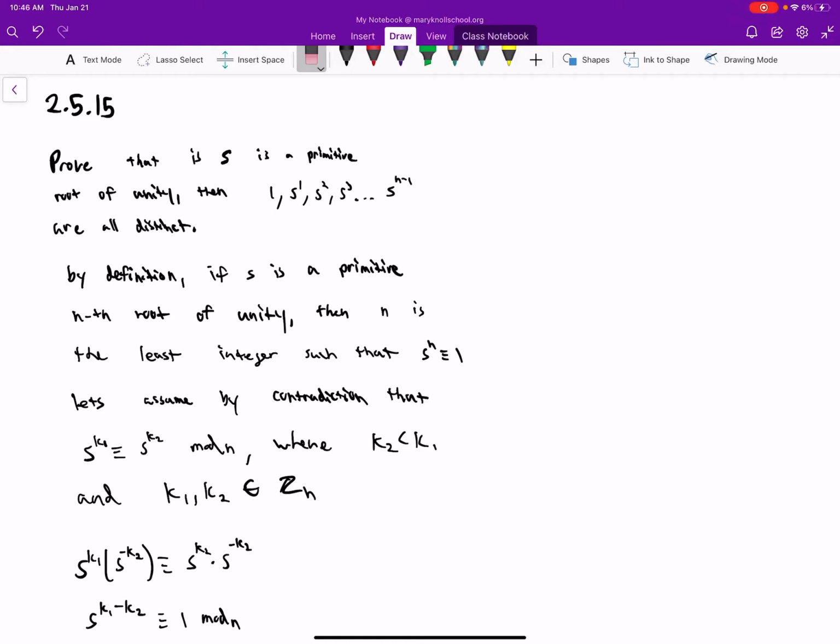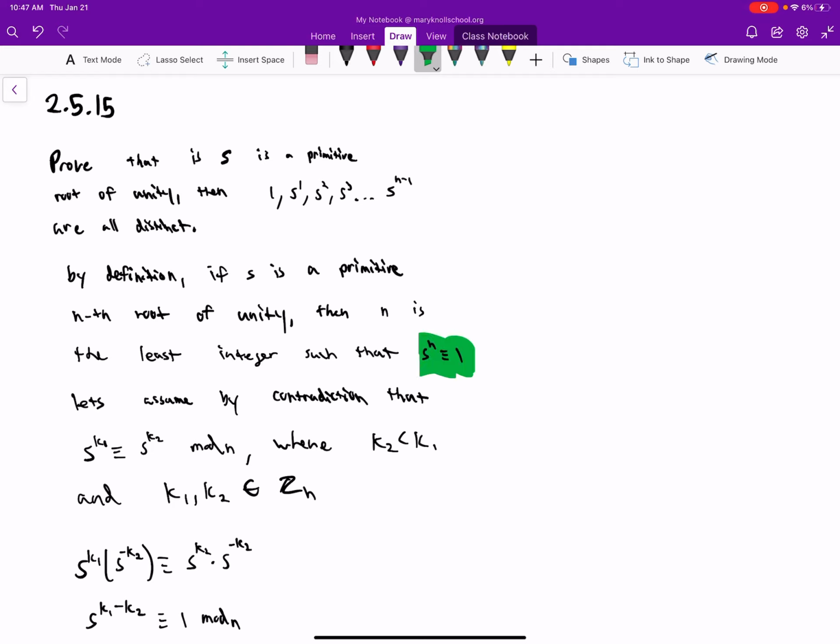Okay, we're looking at 2.5.15, and we need to prove that if S is a primitive nth root of unity, then 1, S to the first, S to the second, etc., all the way to S to the n minus 1 are all distinct. So by definition, if S is a primitive nth root of unity, then n is the least integer such that S to the n is equivalent to 1.